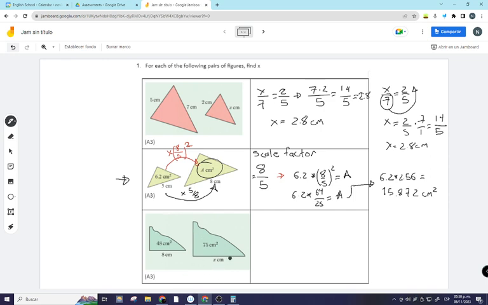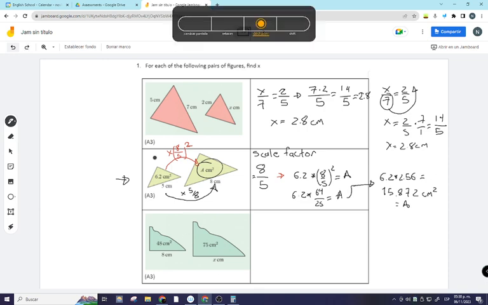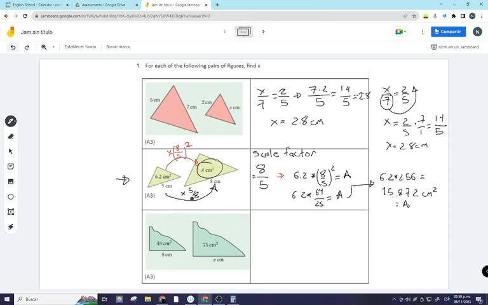Okay, now, what happens if we have the opposite case? We have two areas and we want to find a segment. It's the opposite from here. Here we had the two segments and we wanted an area. Here we have the two areas and we want a segment. So it's going to be quite similar.